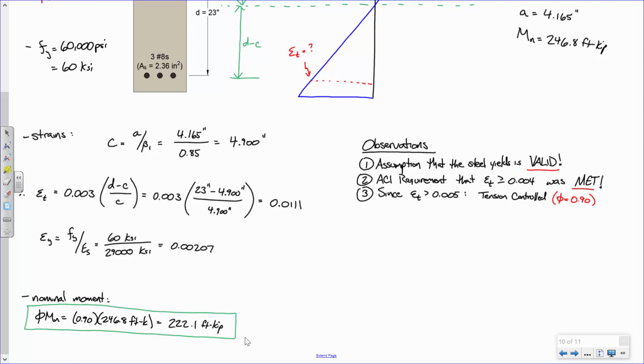So phi Mn comes out to be about 222 foot kips. That is the maximum usable flexural capacity of this section. In other words, if you apply load over that, you have essentially failed the concrete beam. Although, to be clear, the beam can probably withstand a little bit more moment than that, but we say that's the maximum usable capacity because we've applied all of our appropriate uncertainty factors. That's what phi is. Phi is accounting for that uncertainty. So this is what I can hang my hat on in terms of capacity.